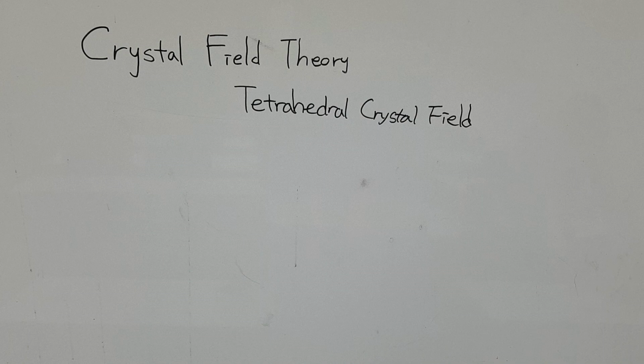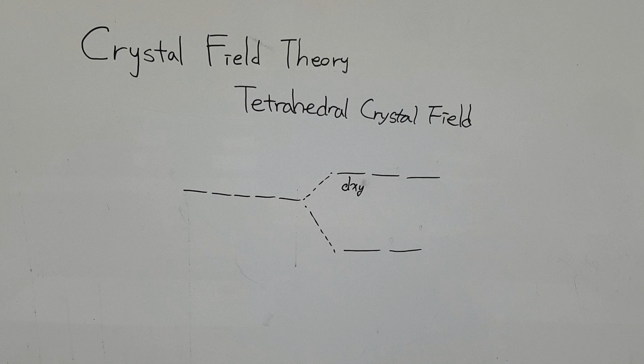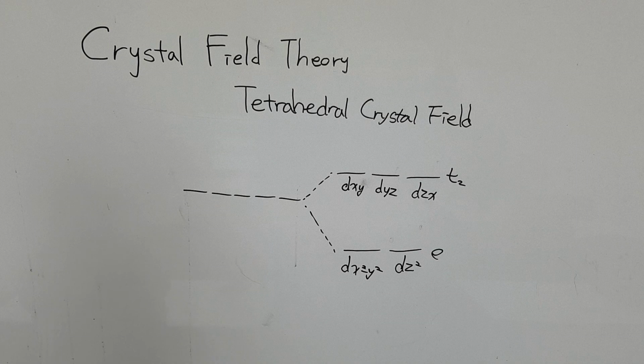The last one is tetrahedral crystal field. There are 4 ligands attached to the central metal in the diagonal way, and that will lead dxy, dyz, dzx to have the highest energy and the last 2 the lowest energy. Let's label each level as T2 and E.